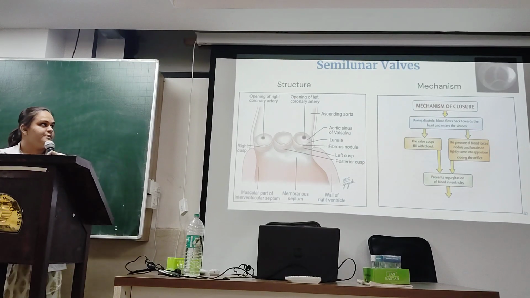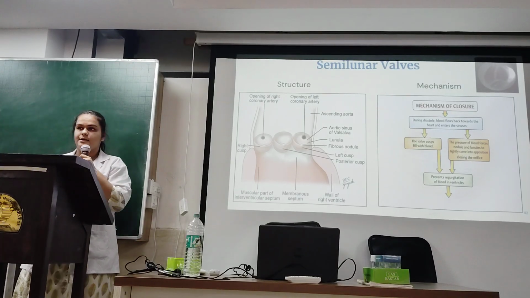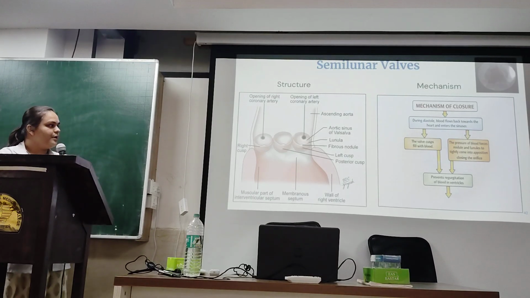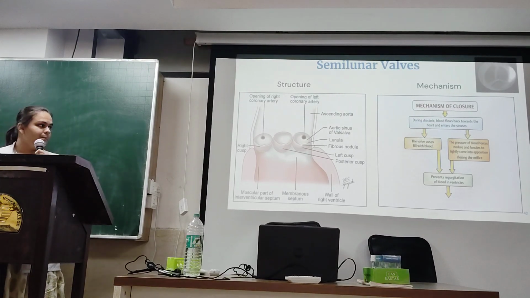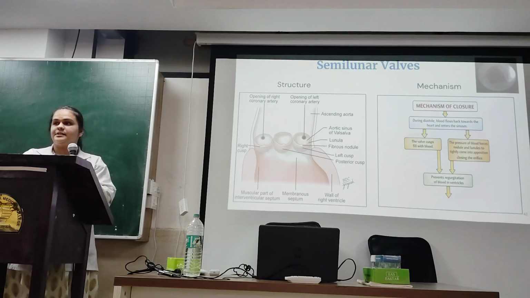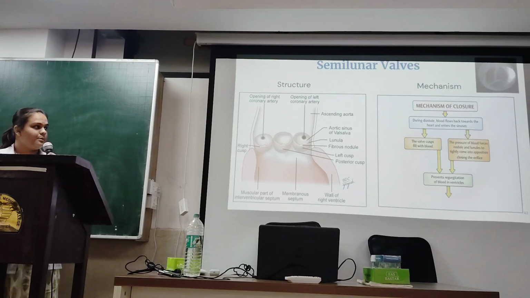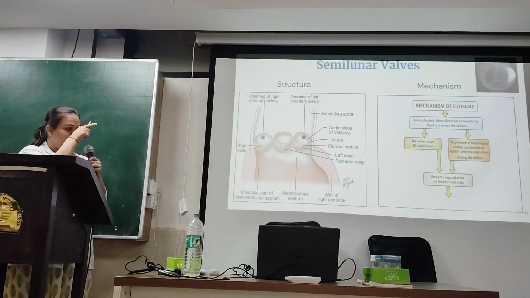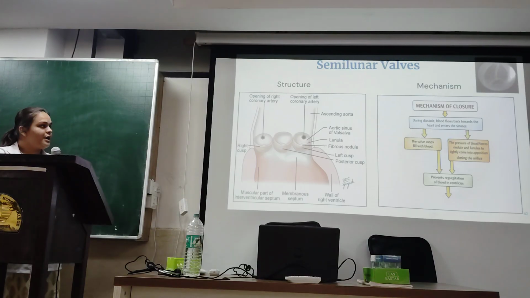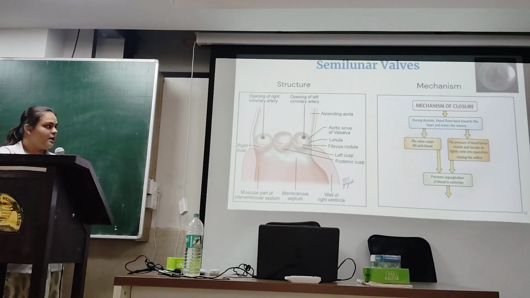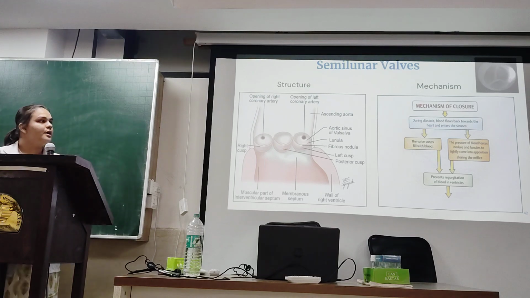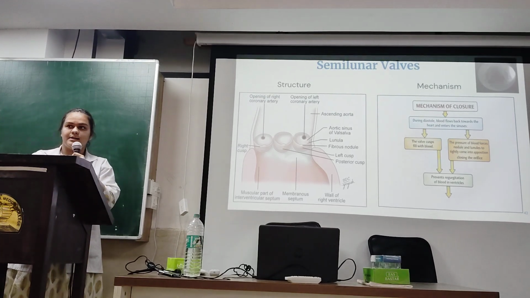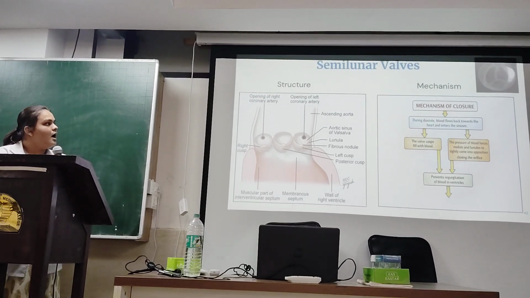Next are the semilunar valves. Here we talk about the structure and the mechanism. For the structure, you can see the fibrous nodule in the center, and in the peripheral part, which is narrower, is the lunula. The characteristic feature of the semilunar valves is the pocket, which we'll discuss in the mechanism in detail. And above the pockets you have the coronary sinuses. As we know, from the left posterior sinus the left coronary artery will arise, and from the anterior coronary sinus the right coronary artery will arise.